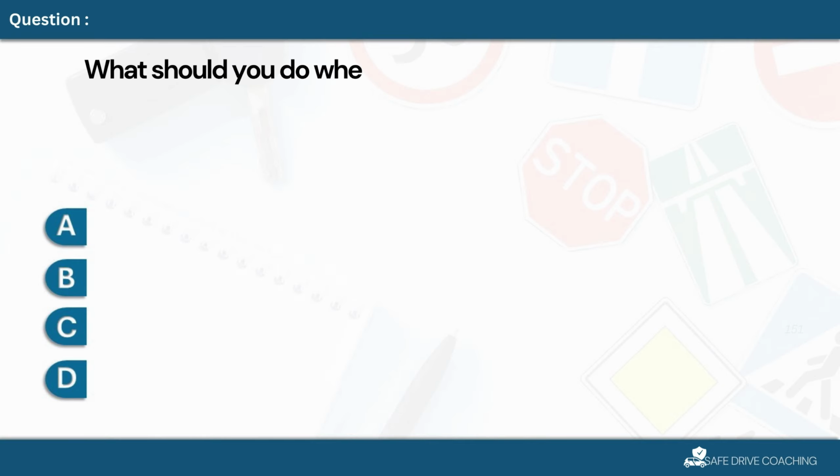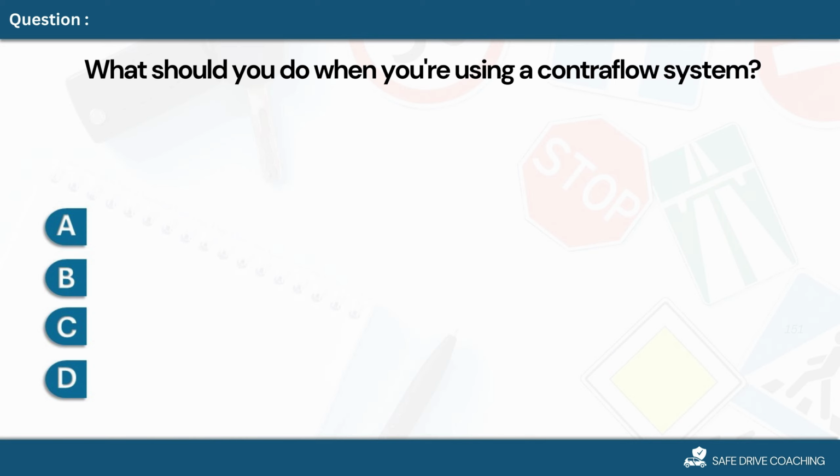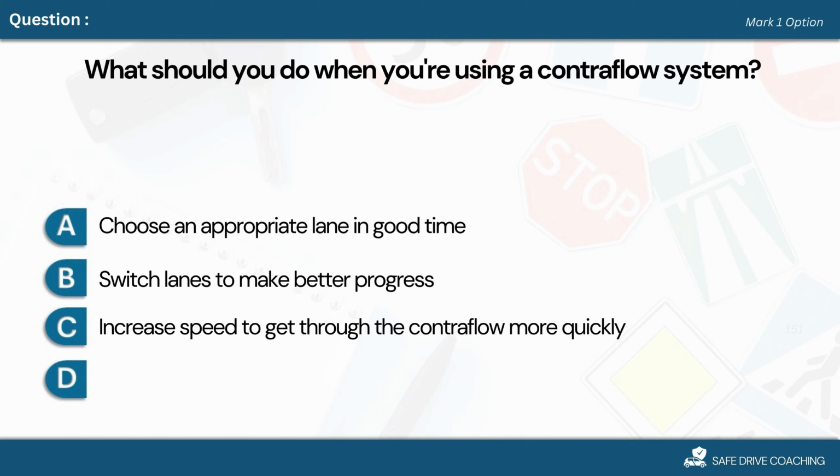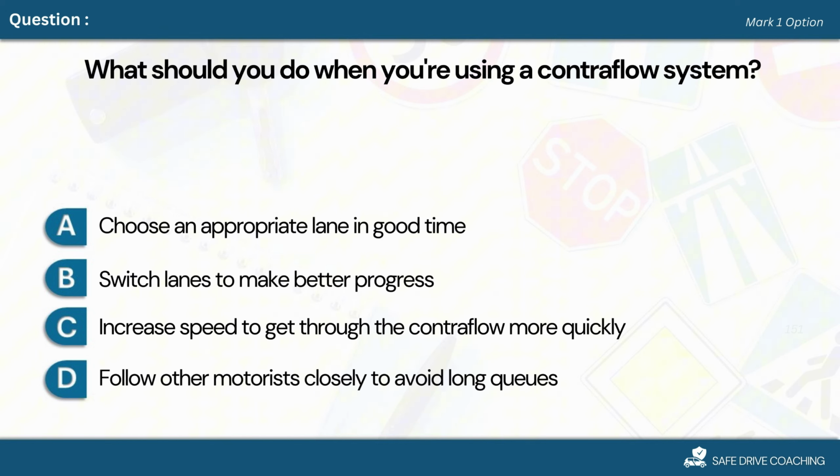What should you do when you're using a contraflow system? A. Choose an appropriate lane in good time. B. Switch lanes to make better progress. C. Increase speed to get through the contraflow more quickly. D. Follow other motorists closely to avoid long queues.